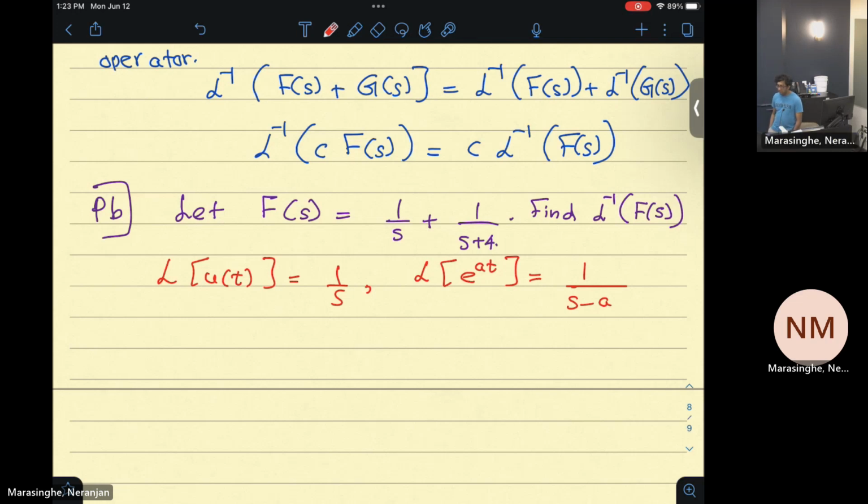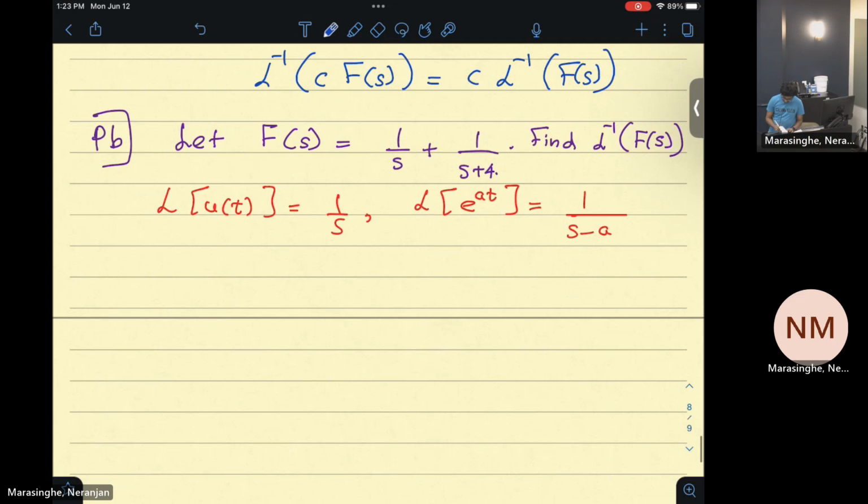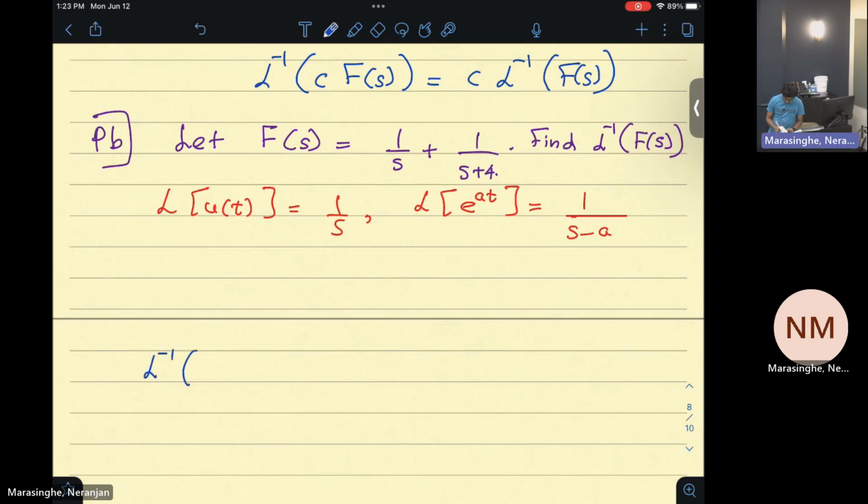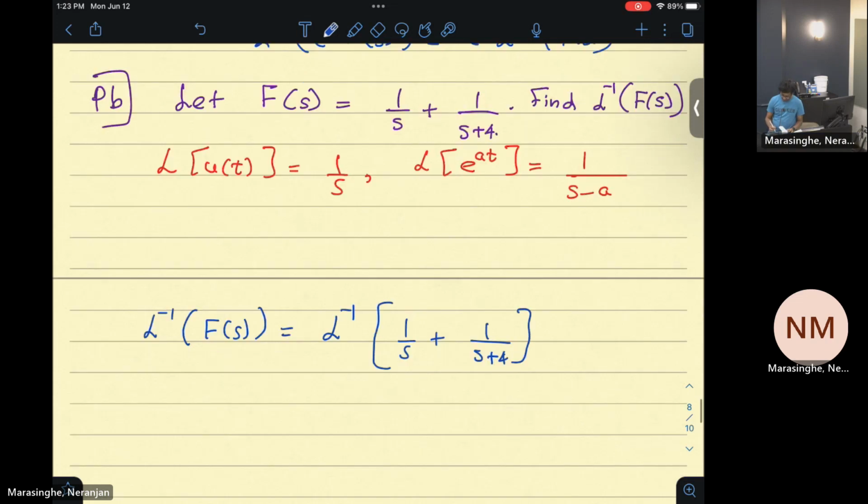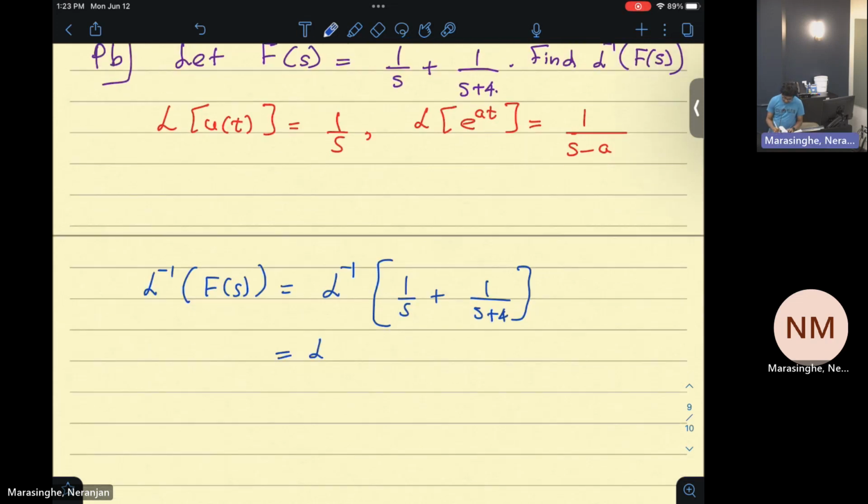Just the linearity, right? So first you can write our target is to find the inverse Laplace transform of capital F(s), which is the inverse Laplace transform of 1 over s plus 1 over s plus 4. By linearity, I can write this as the inverse Laplace of 1 over s plus the inverse Laplace transform of 1 over s plus 4.